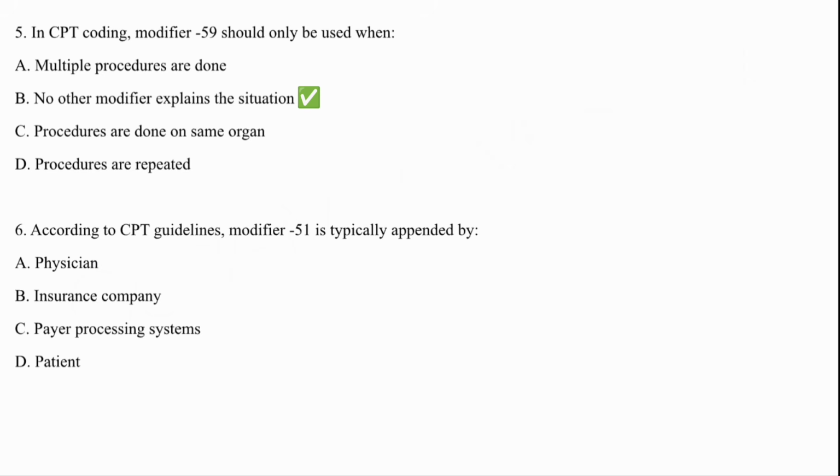According to CPT guidelines, modifier 51 is typically appended by option A, physician, option B, insurance company, option C, payer processing systems, and option D, patient. The right answer is option C, payer processing systems. This modifier is often automatically applied by insurance systems, not manually by the coder. It indicates multiple procedures were performed.